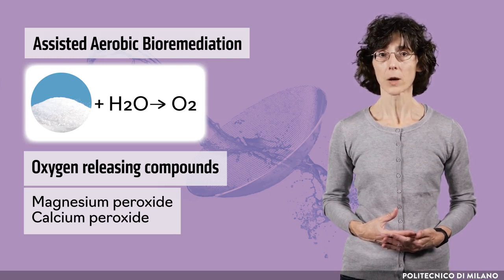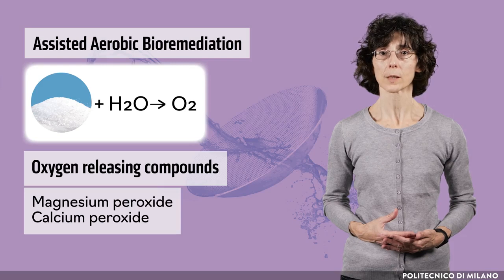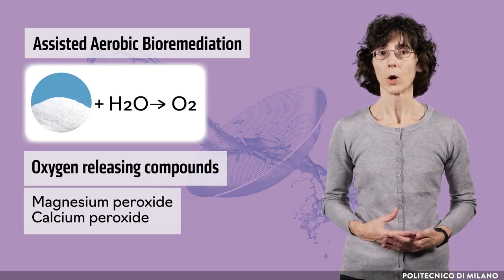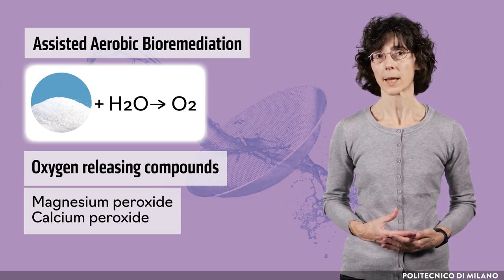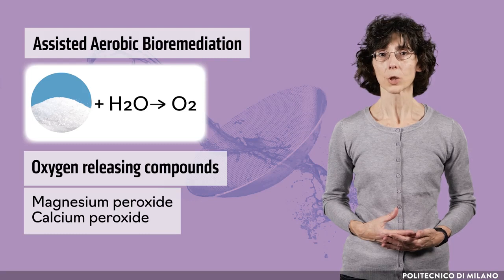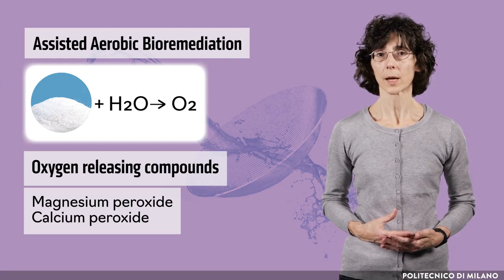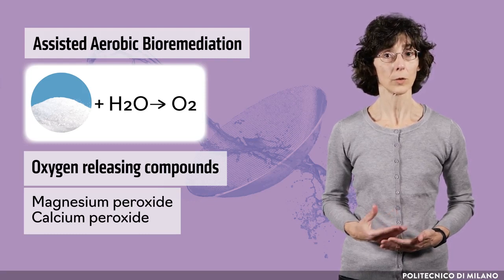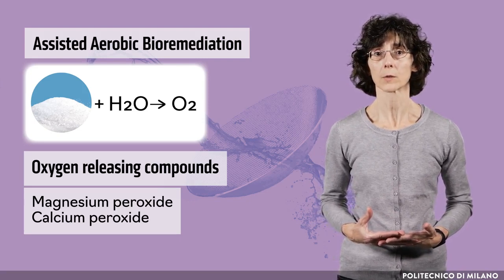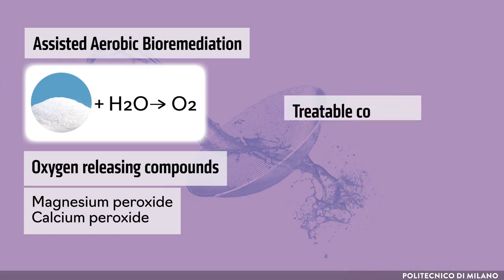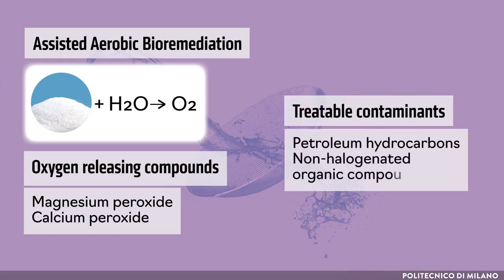Once released, oxygen moves into the saturated zone due to the transport mechanisms of the porous medium over a time period typical for these mechanisms, let's say a few months. The injections can be repeated several times, depending on the overall oxygen demand, to remove the pollutant down to the target concentration. Typical contaminants that can be treated are petroleum hydrocarbons and non-halogenated organic compounds.